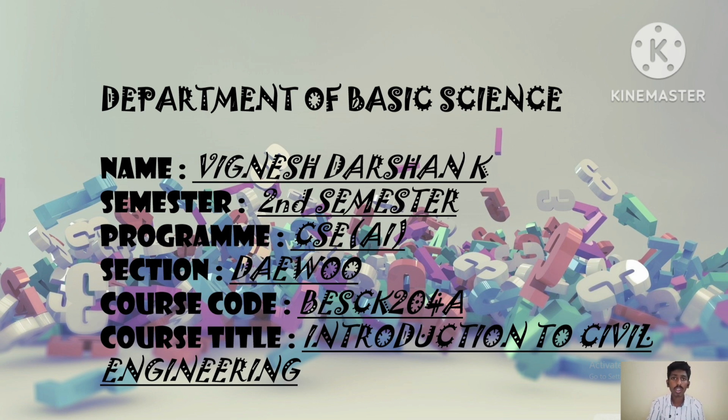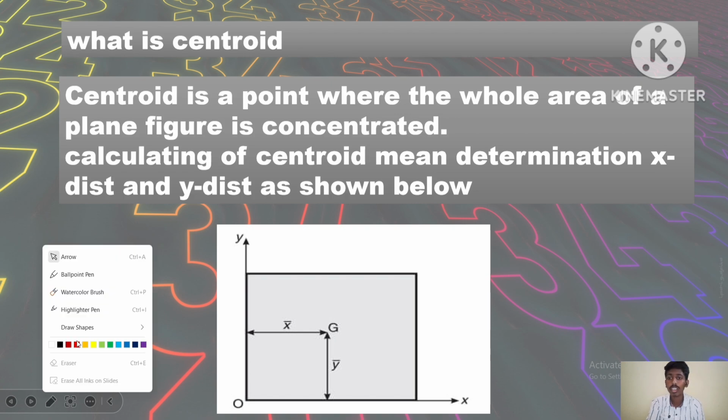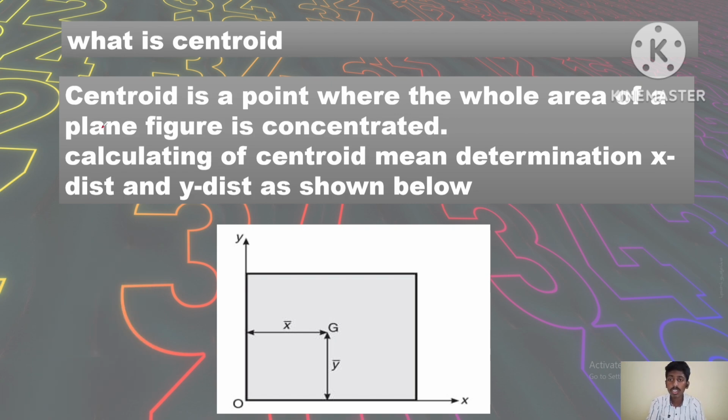Today we are going to solve a problem on determining the centroid of a given lamina. Before that, what is centroid? Let's understand it. So, centroid is a point where the whole area of a lamina is concentrated. When a plane figure is given, the centroid point holds the whole area of the lamina.